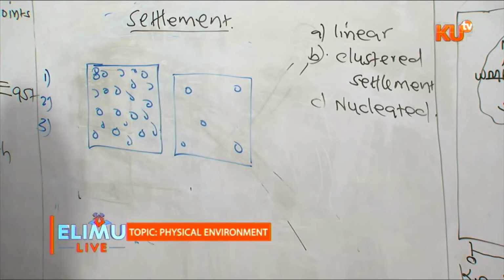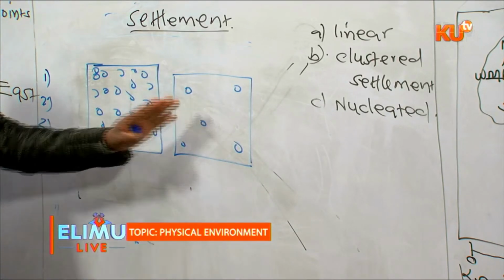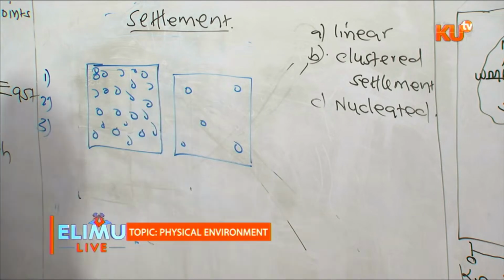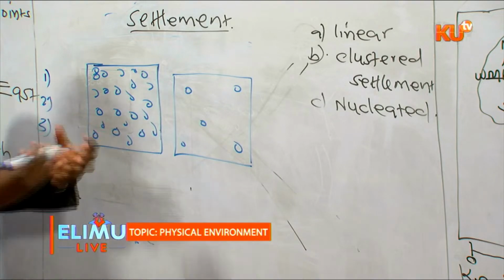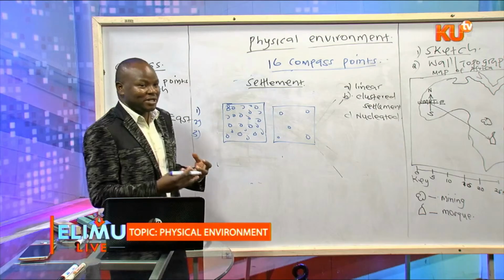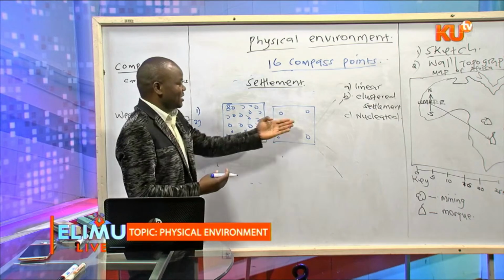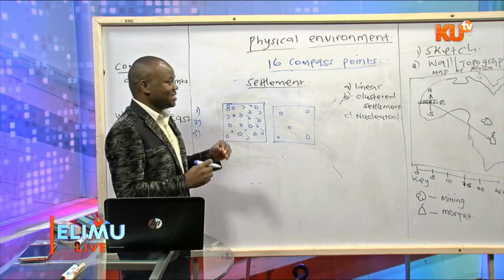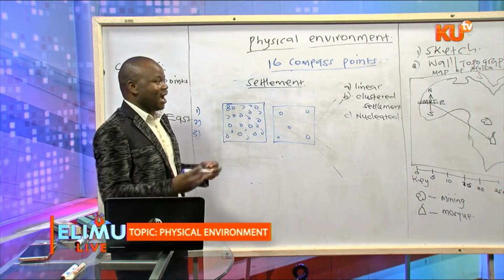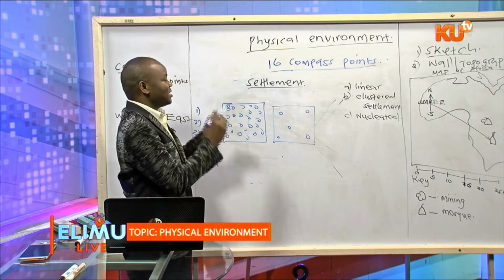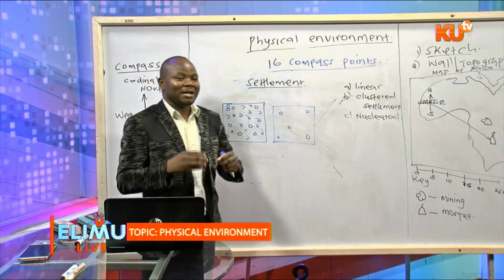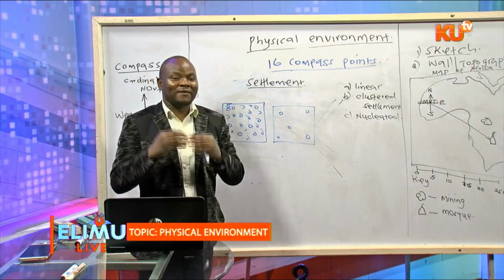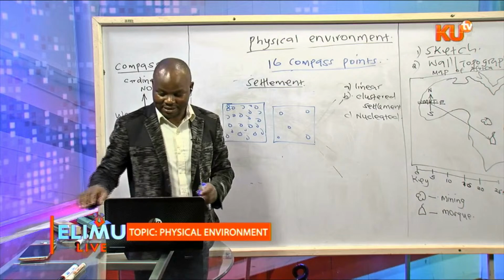They are not concentrated at one point. This is sparse, this is densely populated. So when a question comes, they want you to at least understand which types of population are found in an area. It can be sparse, it can be dense, it can be found along a line, it can be clustered or nucleated. And the population or the settlements of people are influenced by different factors.